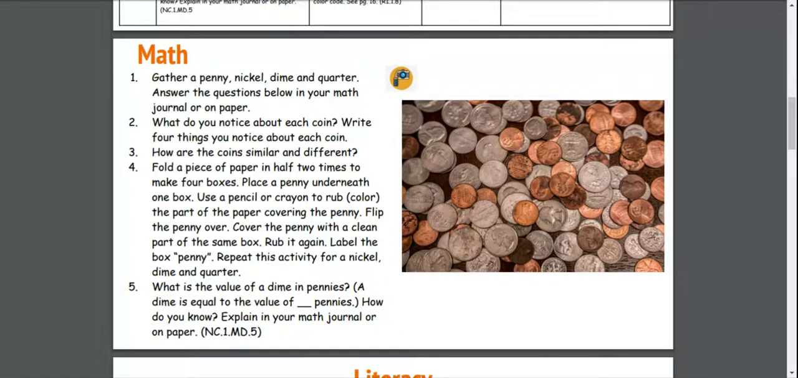Now, I want you to write in complete sentences. Please make sure you use capital letters and make sure your sentence makes sense. Check your sight words that you spelled them all correctly.